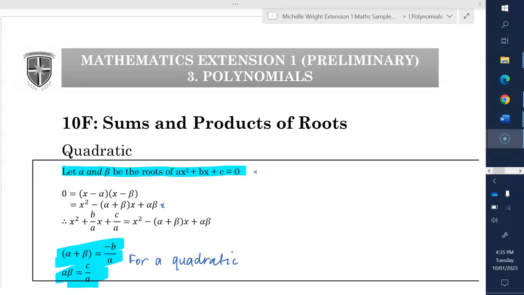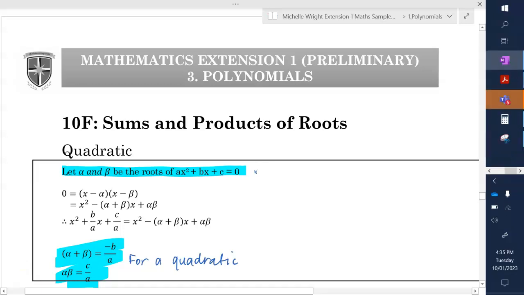Okay, hi Year 11. Today we're going to be having a look at 10F, which are the sum and the products of the roots. Again, it's relating back to a polynomial.